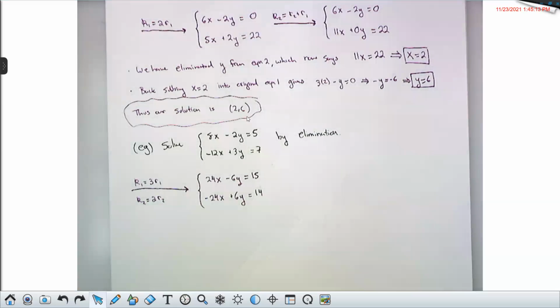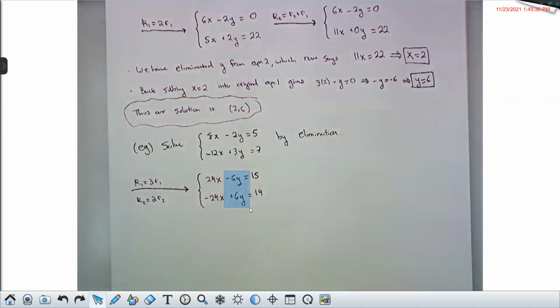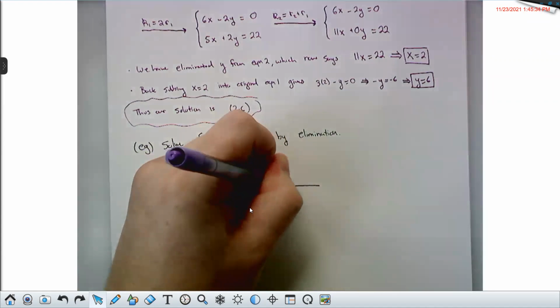And something interesting happened here. I thought of this like I was going after the x's. I know if I multiplied this by 3 and this by 2, I'll get positive 24 and negative 24. But at the same time, I set up the y's to be eliminated as well. And that's an indication that something funny is going on.